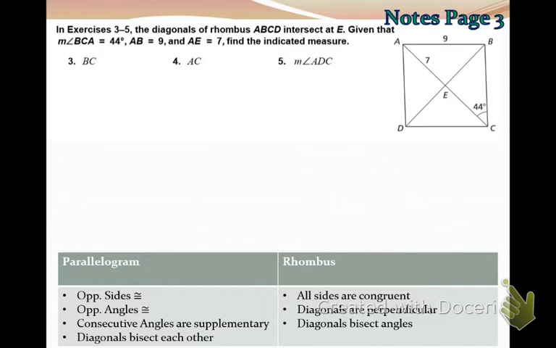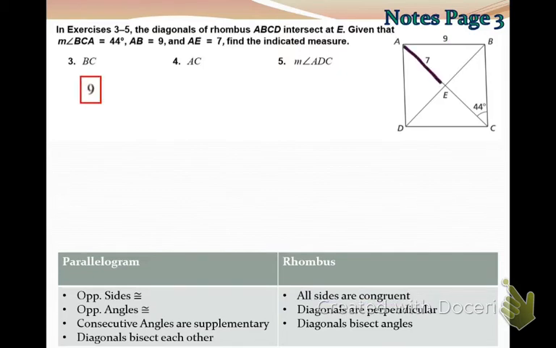So it says BCA is 44 degrees. Do we have that in our picture? We do. The length of AB is 9, we got that. And the length of AE is 7, we got that. So we're going to move on. We want to find the length of BC. Is this a side or a diagonal? It's a side. What do we know about the sides of a rhombus? They're all congruent. So if all the sides are the same length, the side of BC will be? 9. Good, 9.